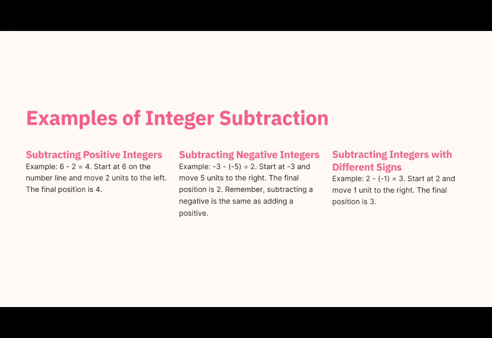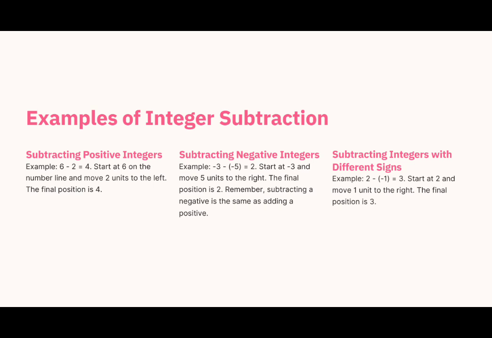Start at 6 on the number line and move 2 units to the left. The final position is 4. Next, subtracting a negative integer. Example, -3 minus -5 equals 2. Start at -3 and move 5 units to the right. The final position is 2. Remember, subtracting a negative is the same as adding a positive.